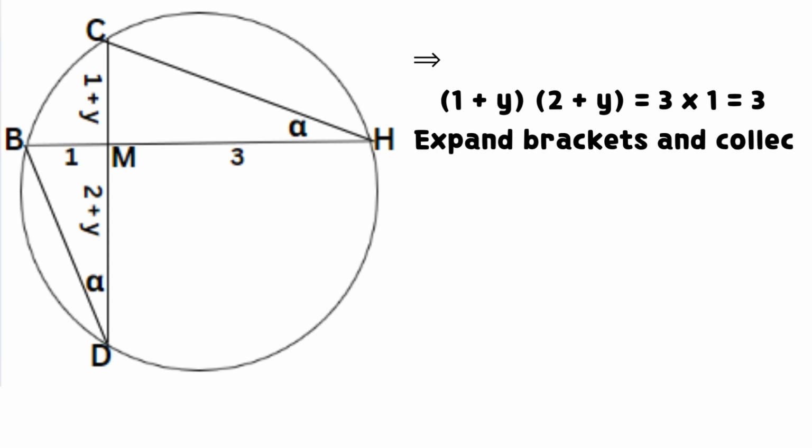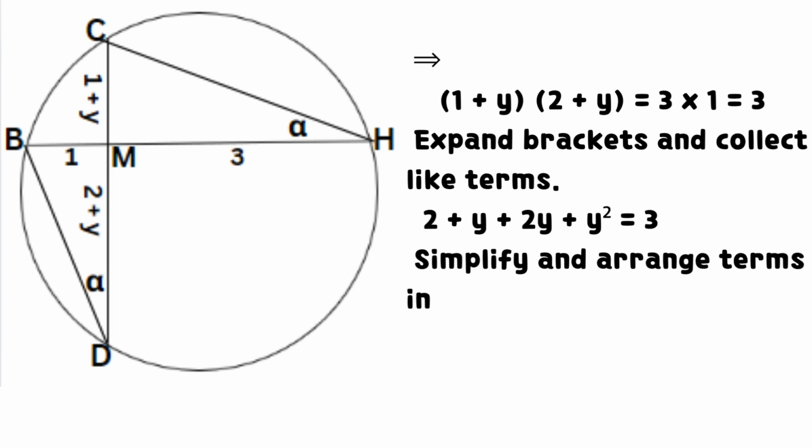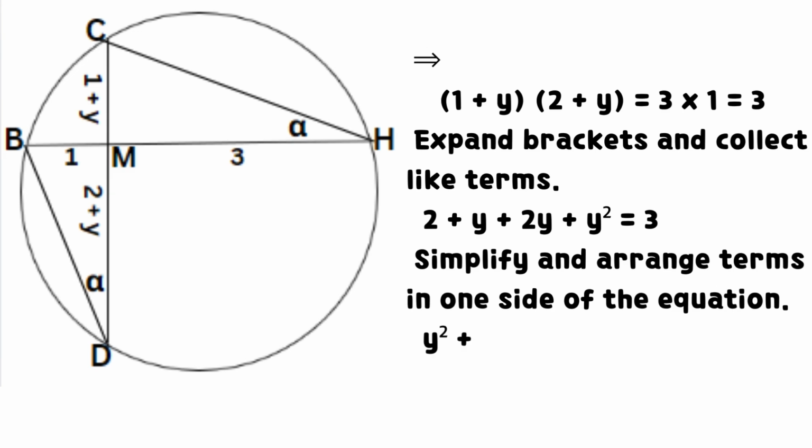Expand brackets and collect like terms. We have that the sum of 2 and y, and 2 times y, and the square of y equals 3. Simplify and arrange terms on one side of the equation, and we have that y square plus 3 times y minus 1 equals 0.